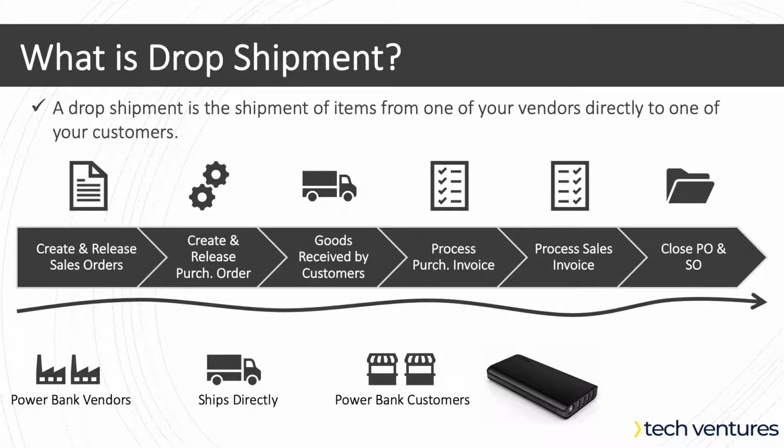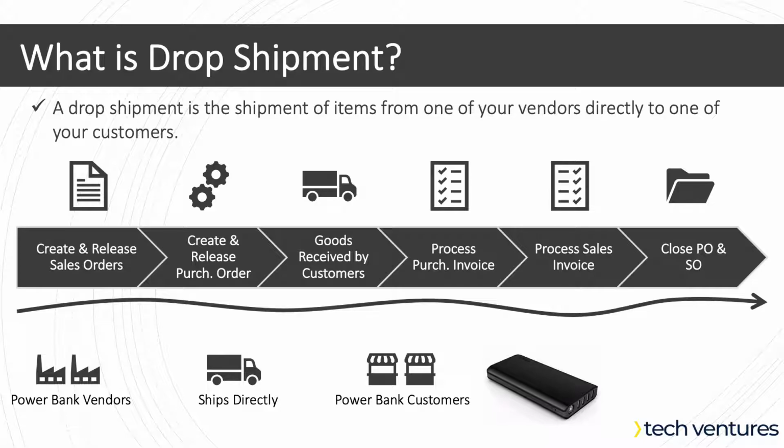So if you look at the Microsoft documentation, the definition I have just taken from docs.microsoft.com. You can look at a lot of different information regarding Business Central. So it says that a drop shipment is the shipment of items from one of your vendors directly to one of your customers. So it's really basic, it's really simple, and it's required for a lot of different companies, and it's very common in day-to-day operations of any company, specifically which have the trading business.